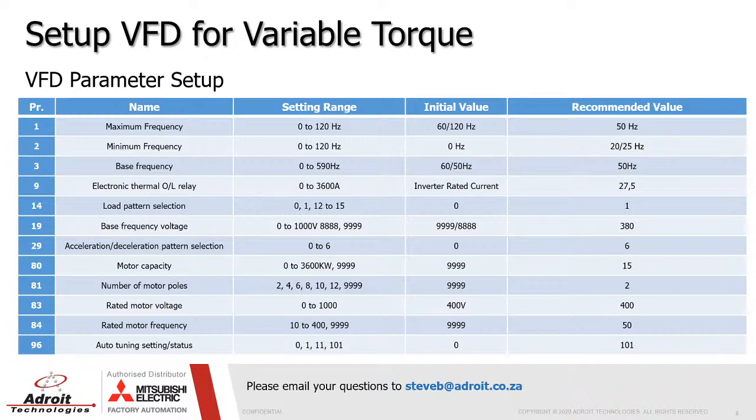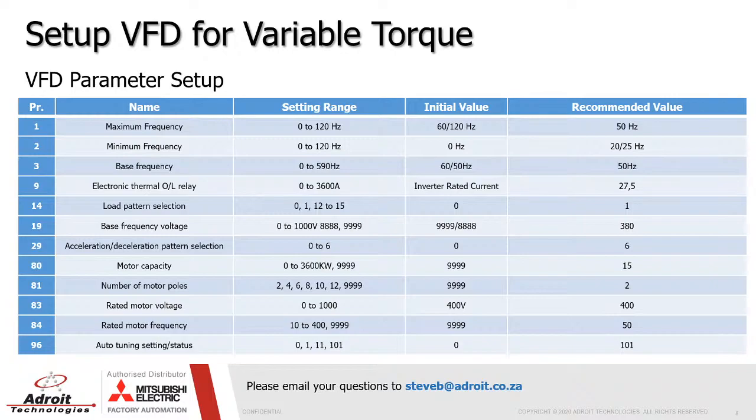Now, if I go back to parameter 19, I said I made a mistake there, but if you measure 380 volt on your supply, but you have a 400 volt motor, you're still going to put in your base frequency as 380 volts, but the motor voltage as 400 volts. And then last of all, we're going to set parameter 96 to 101. And that means we'll be able to do an online auto-tune.